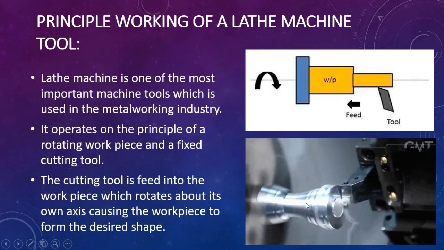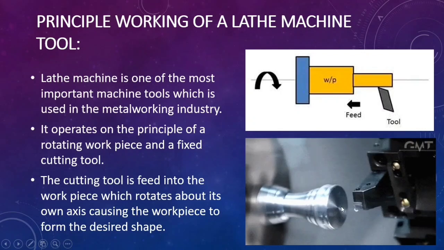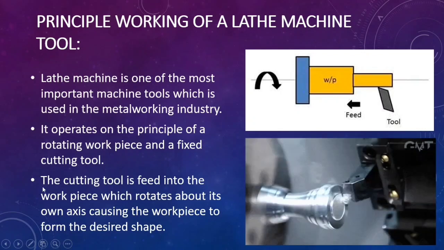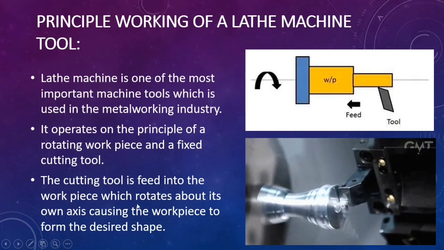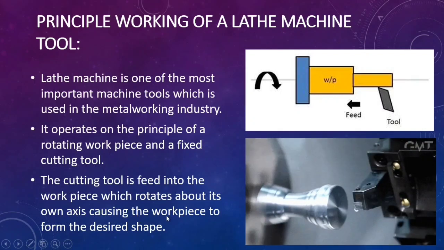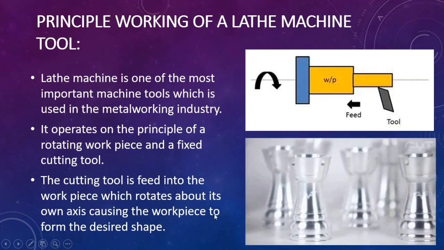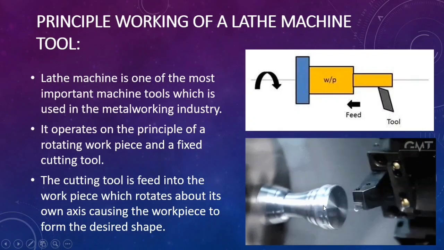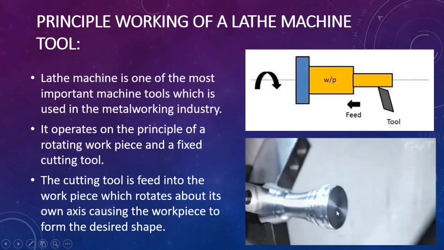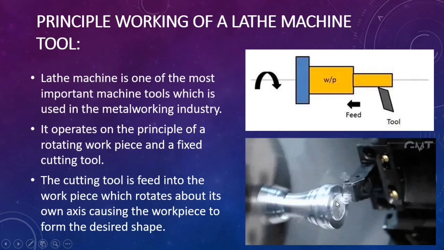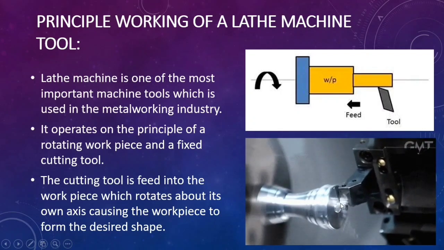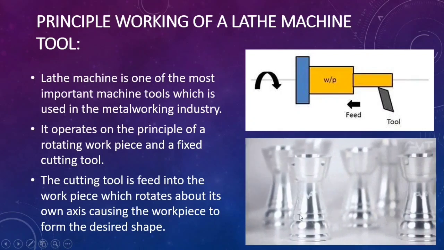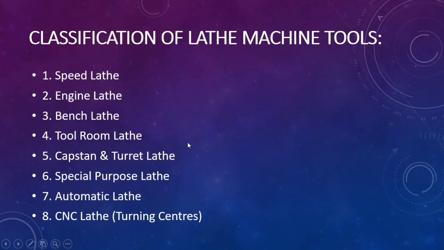Here the workpiece is rotating, the cutting tool is fixed, and it's moving in linear directions, not in circular directions. The cutting tool is fed into the workpiece, which rotates about its own axis, causing the workpiece to form the desired shape. So the workpiece is rotating with respect to its axis of rotation, and the cutting tool is cutting according to the direction it is given, forming the desired shape in the workpiece.